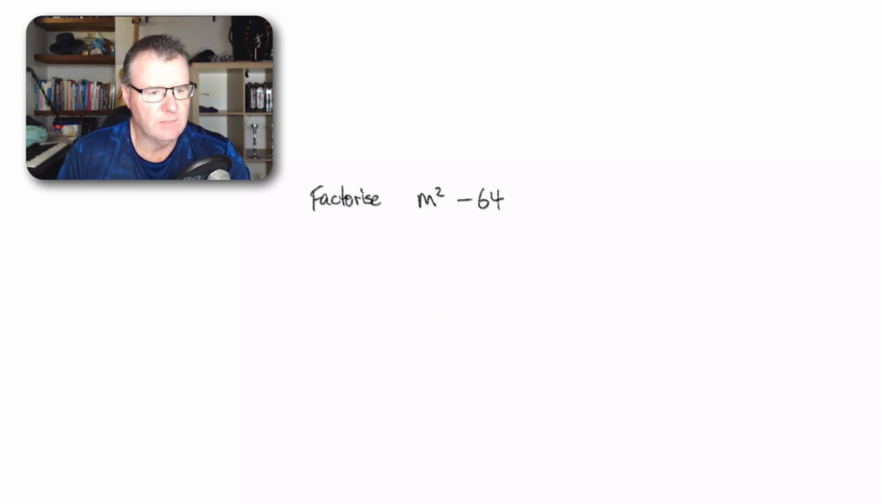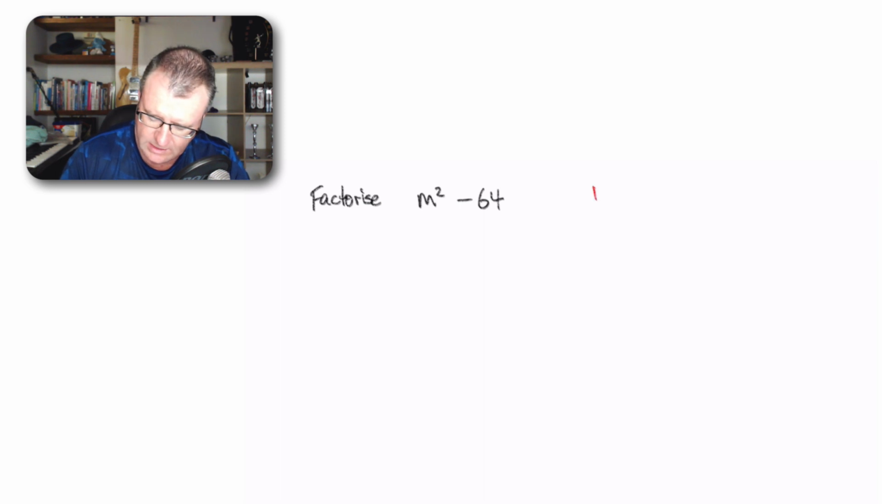In this question, I'm asked to factorize again, so I'm going to end up with some brackets, but I can't find anything that is obviously a common factor to both terms, the m squared and the minus 64. There's nothing I can see that's a common factor to bring out the front. So what are my other options?